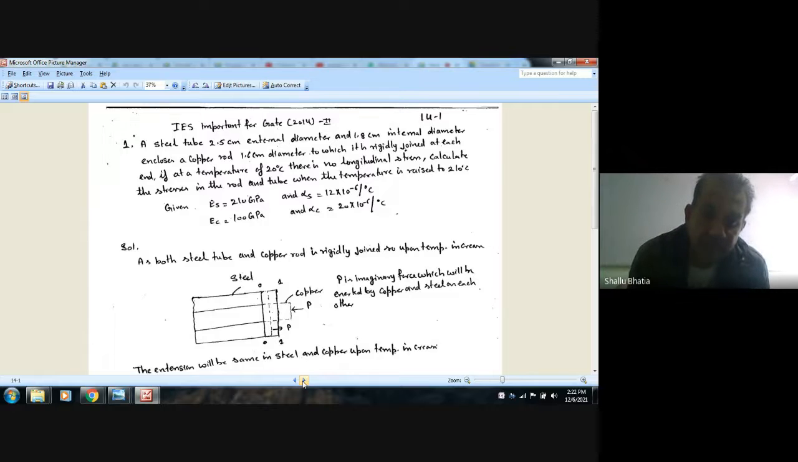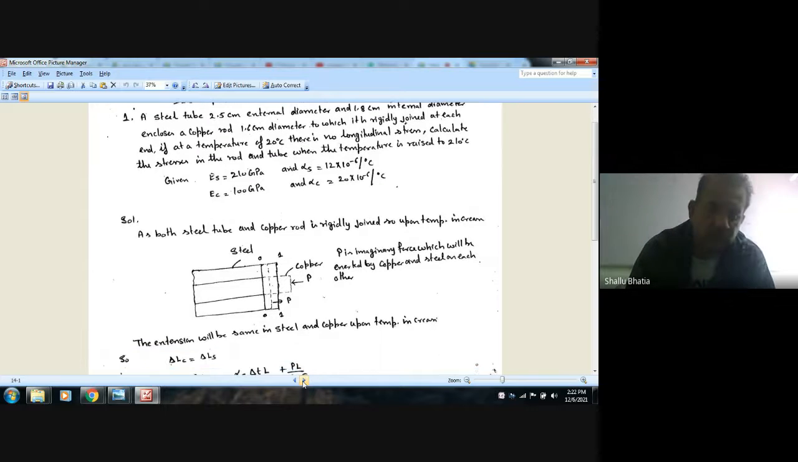Okay, as both the bars are fixed, or rigidly held, there will be equal extension, like the article that we have solved in the theory portion.